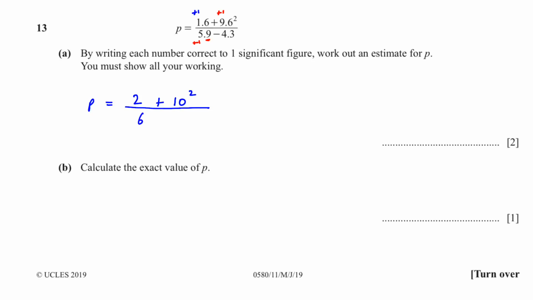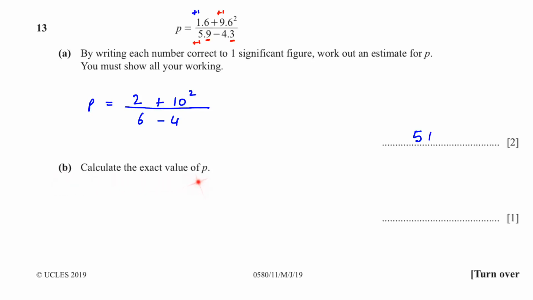And for the next number, the number is 3. It is less than 5. So we do not add 1. We will leave the 4 as itself. With this whole thing, it's a minus here. So 6 minus 4. Put this whole thing in the calculator and you will get 51.